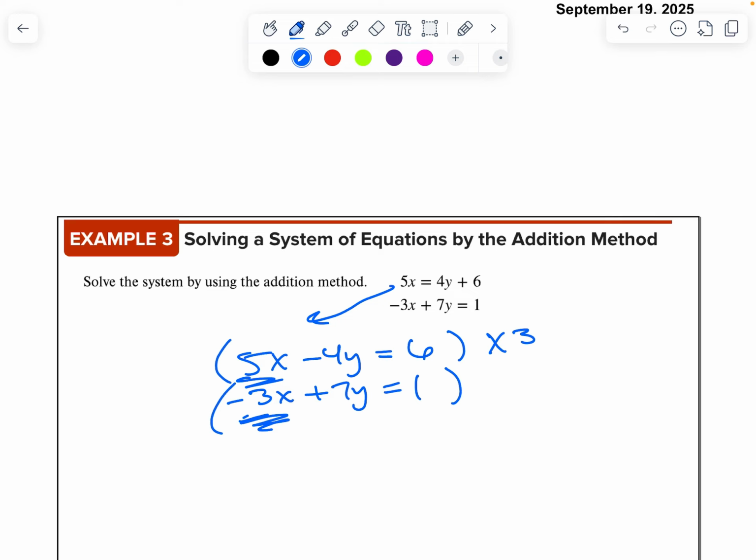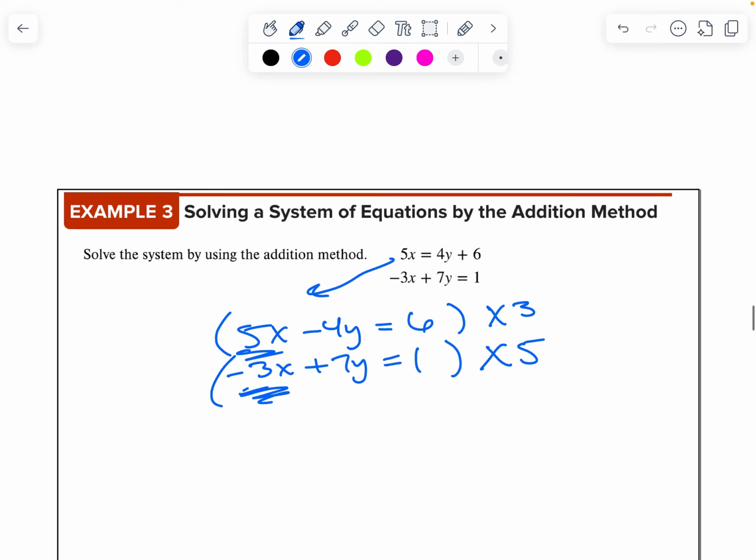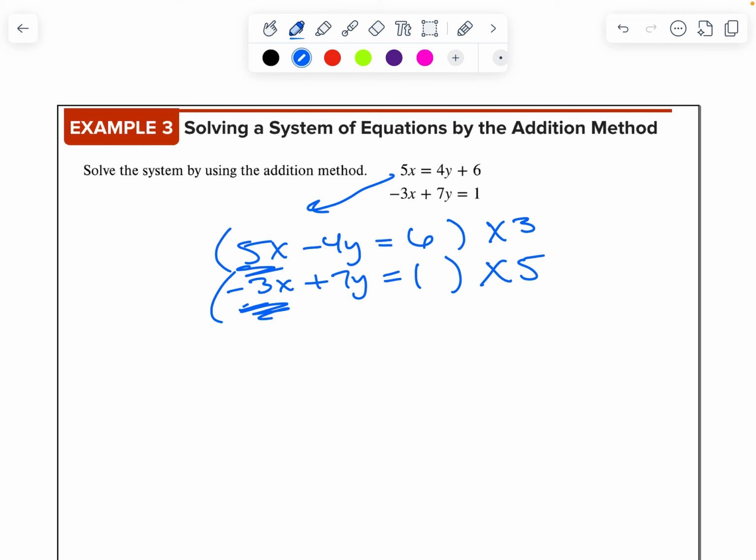Take this whole equation and multiply it by 5. And that should give me 15x and 15x, right? You see what I'm saying? That would be 15x minus 12y equals 18. I just multiplied everything here by 3. Now I'll multiply everything here by 5, and I have negative 15x plus 35y equals 5.